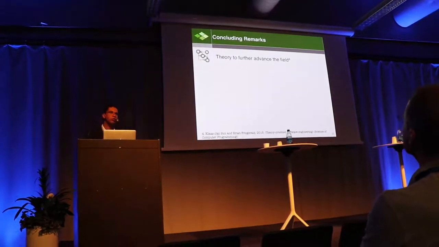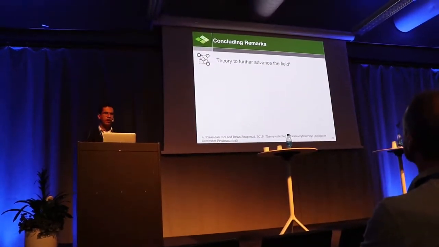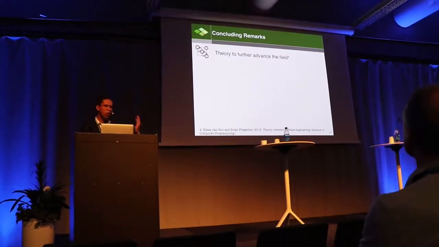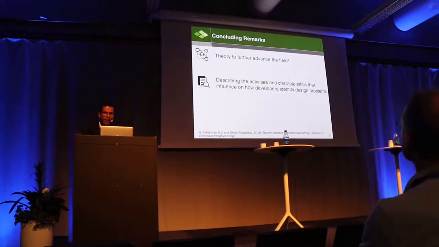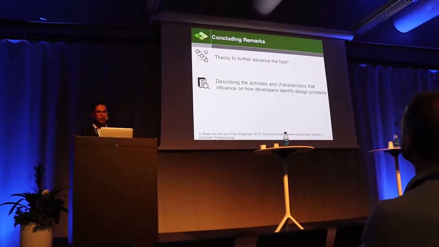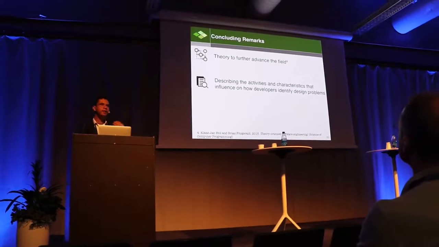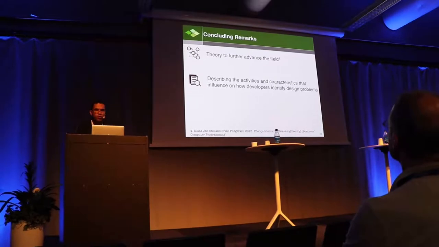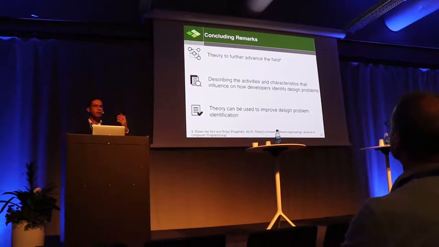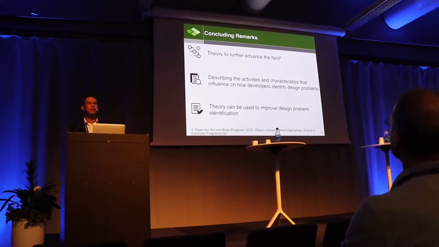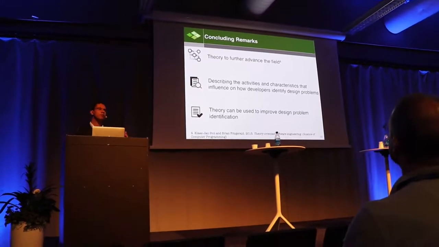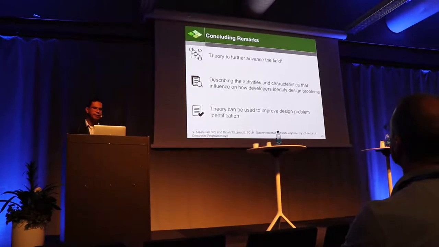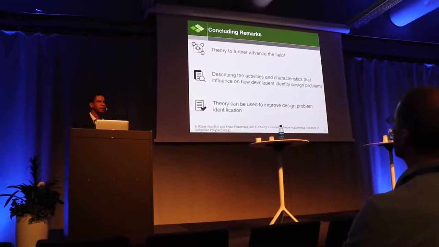And just to conclude, we know that software engineering is a recent area and we need theory, and this was a contribution for the field. Based on this theory, we can describe the activities, factors, characteristics, and steps that influence how developers identify design problems in the source code. And not only describing the theory, but we can also use this theory to improve the state of the art, for instance, creating solutions and techniques that can help developers identify design problems.